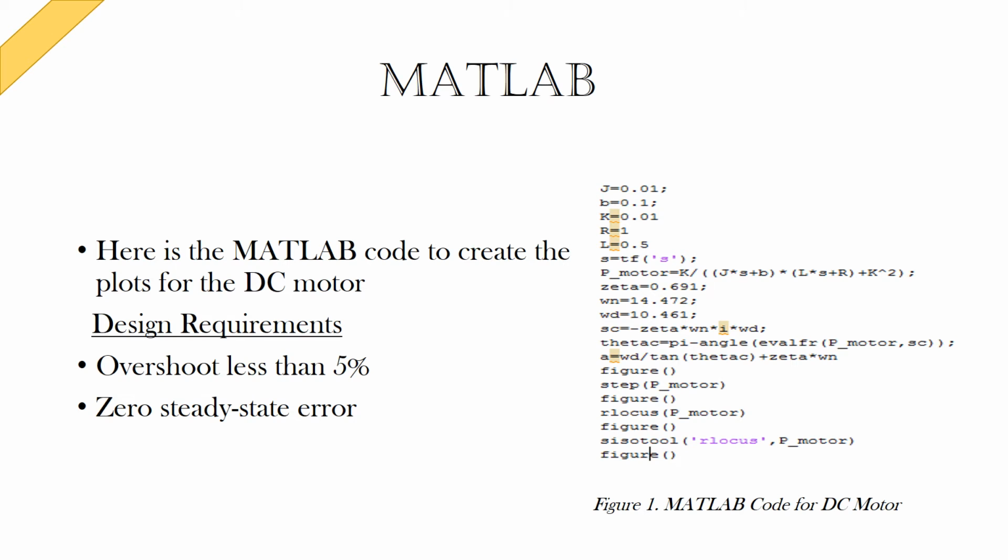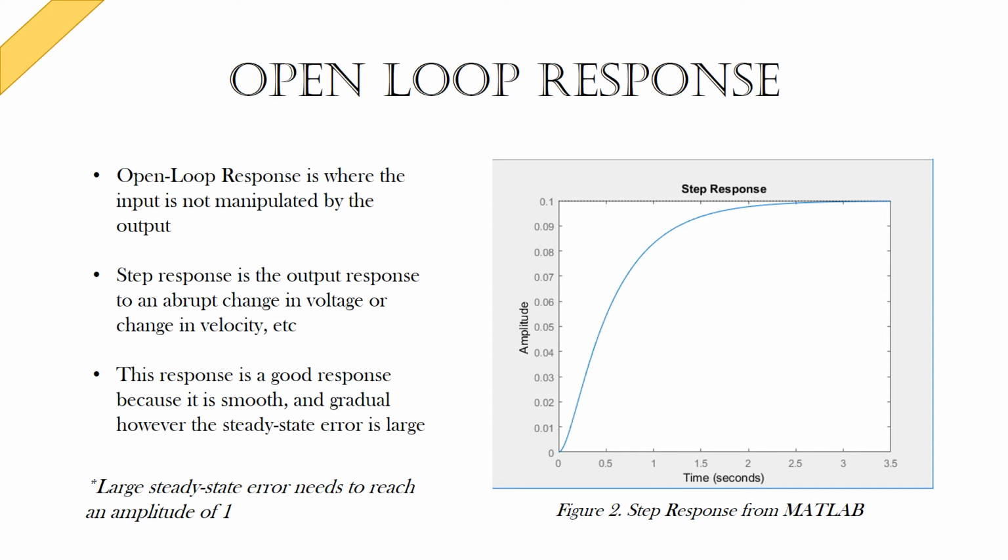The objective for this particular lecture, I have design requirements: an overshoot less than 5% and 0 steady state error. So I use particular parameters to place within MATLAB so I can get my desired plot. Open loop response is where the input is not manipulated by the output. Step response is the output response to an abrupt change in voltage or change in velocity. This response is a good response because it is smooth and gradual. However, the steady state error is large.